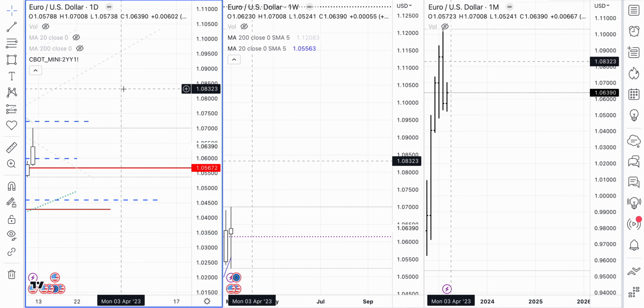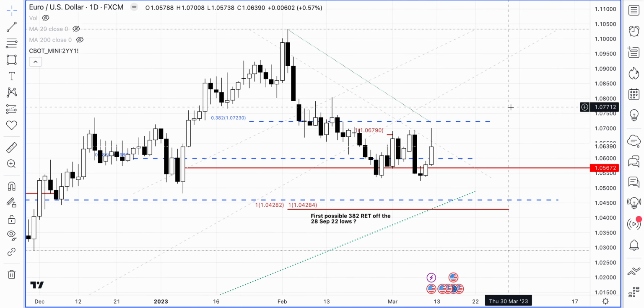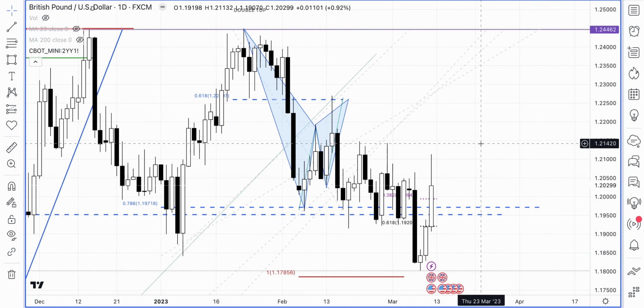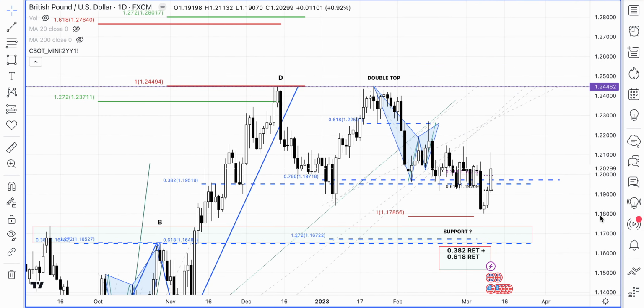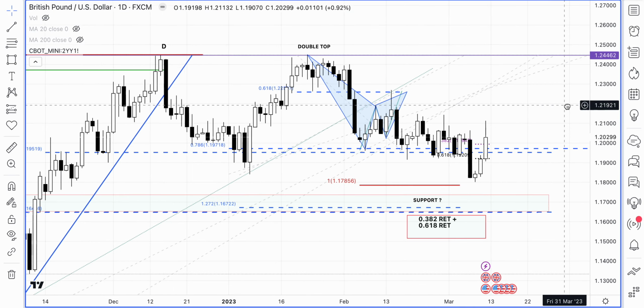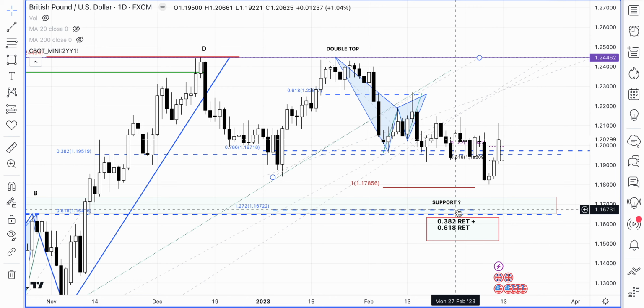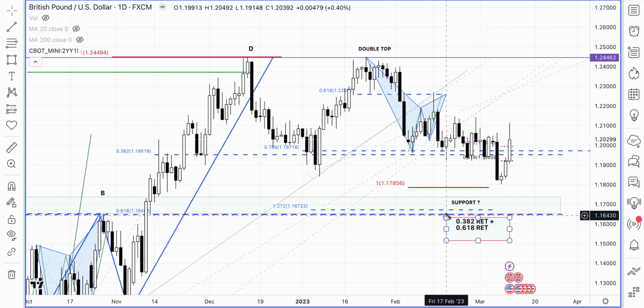Okay, so the other one we're going to take a look at is the GBP USD. So this chart is really interesting, the GBP USD. Just like the Euro USD, we were actually looking for this to reach our support zone between 117 and maybe even potentially down to 116.50.